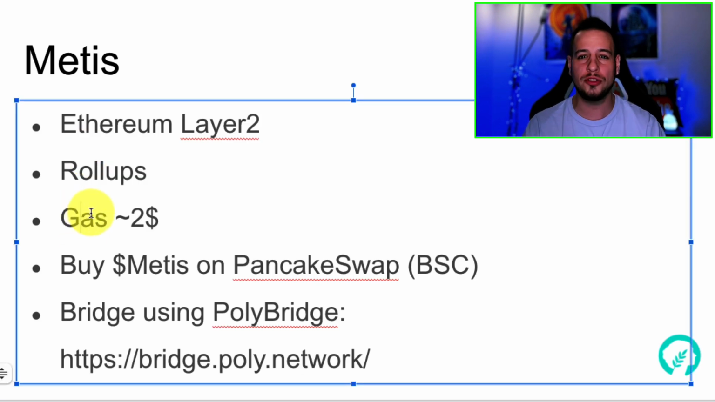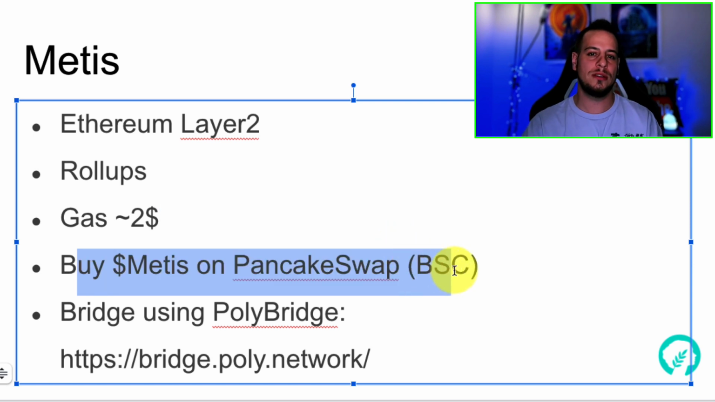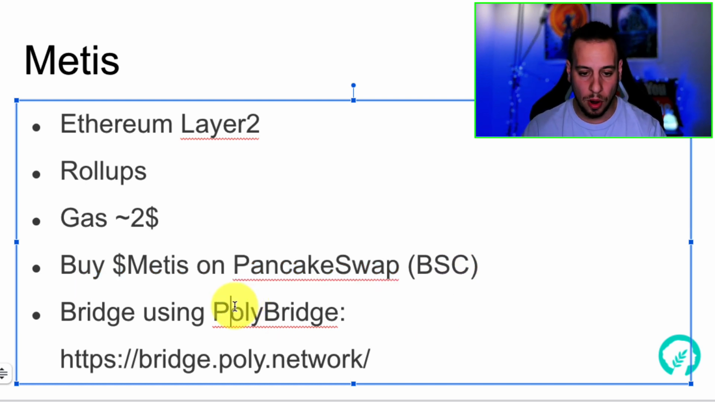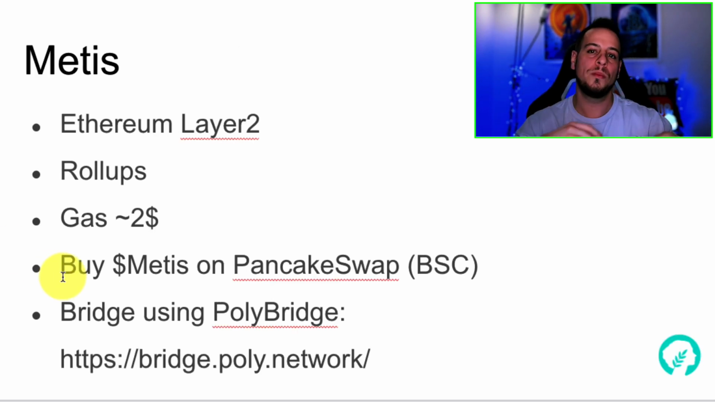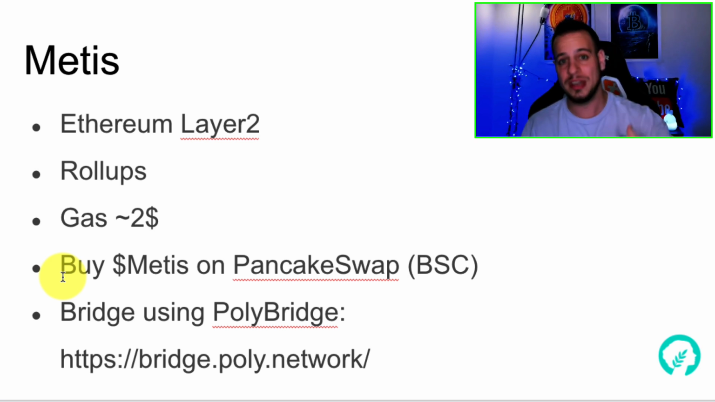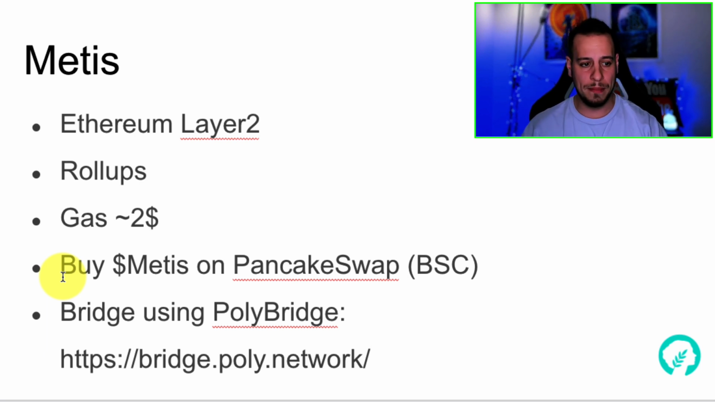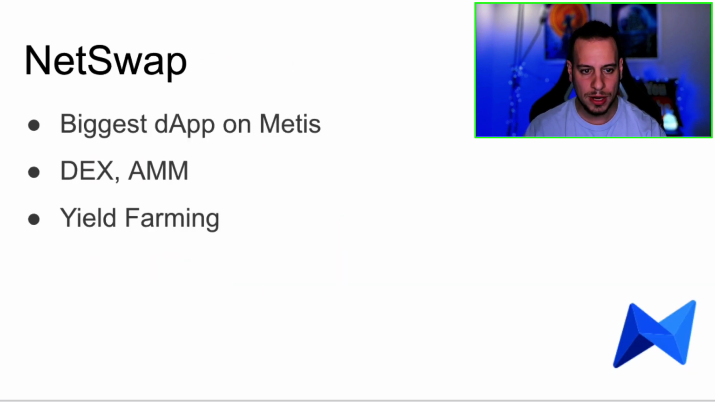You're going to pay between $1 to $2 per transaction, unlike something like $50 on Ethereum. And you can bridge from Binance Smart Chain or from Ethereum. For me, the easiest way to do it is to buy the Metis token on PancakeSwap, then bridge it using Poly Bridge. If you want to get started, we'll see how it works in the step-by-step tutorial. In general, you need the Metis token to pay for gas fees on the Metis chain. Since this strategy is going to be executed on Metis, you will have to add Metis to MetaMask and bridge Metis tokens from Binance Smart Chain or Ethereum to the Metis chain. So that's about Metis. Now let's talk a bit about NetSwap.